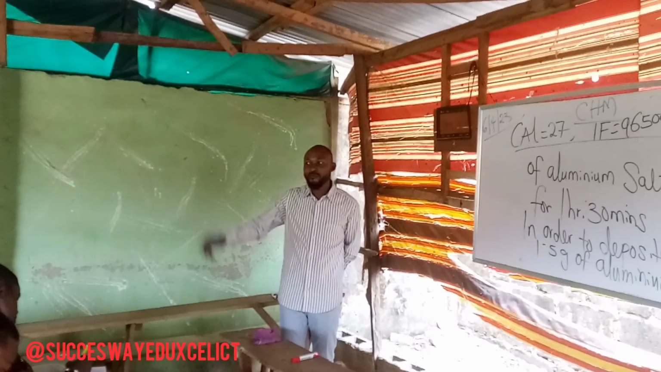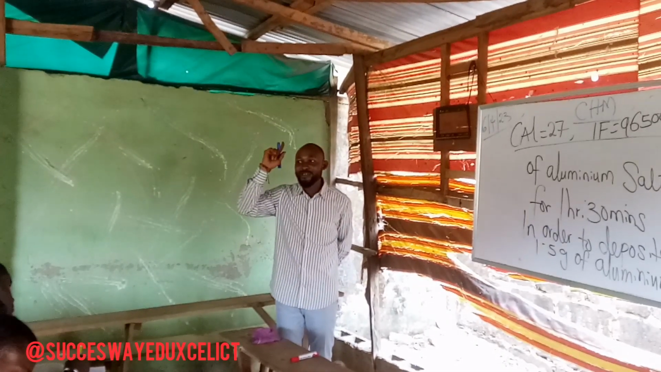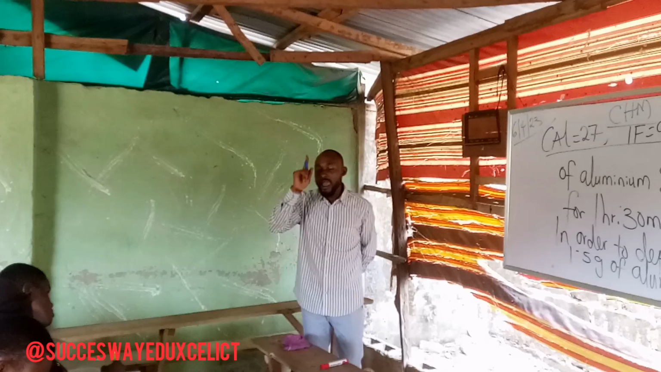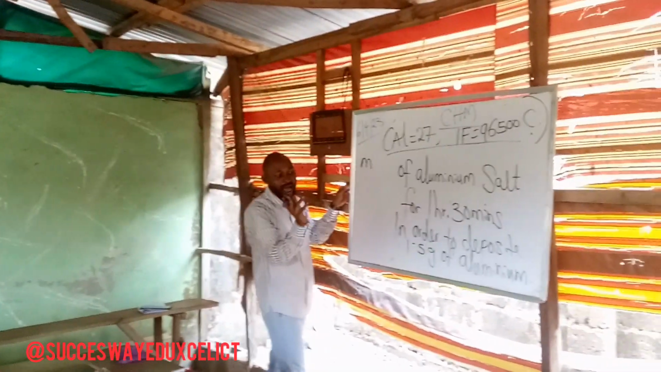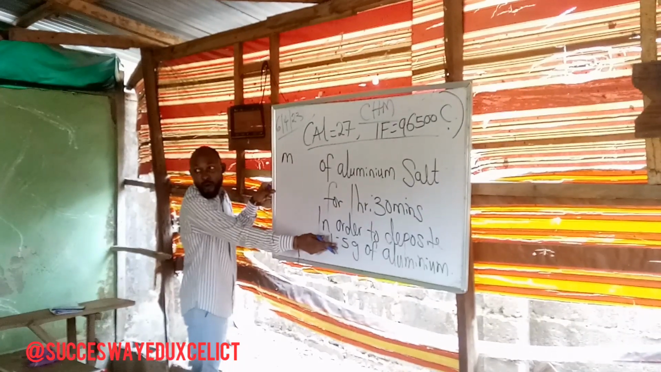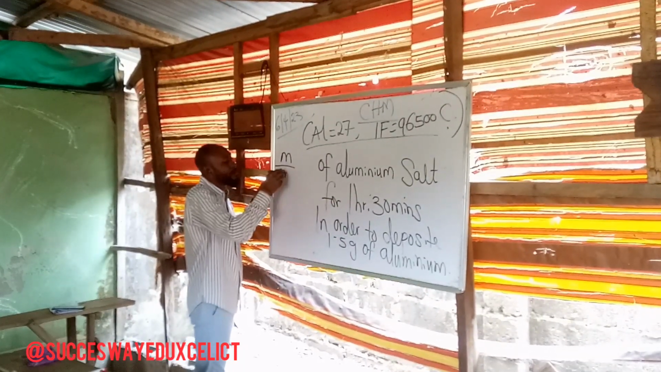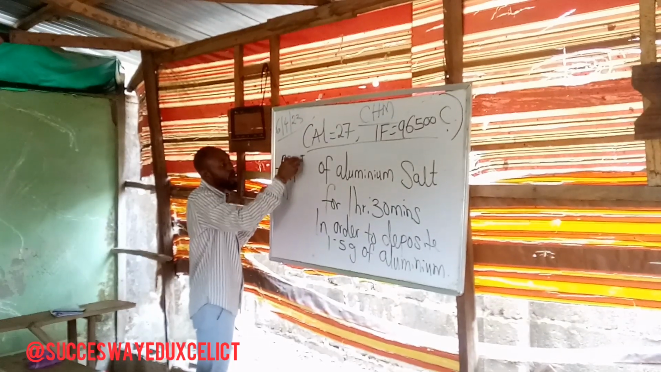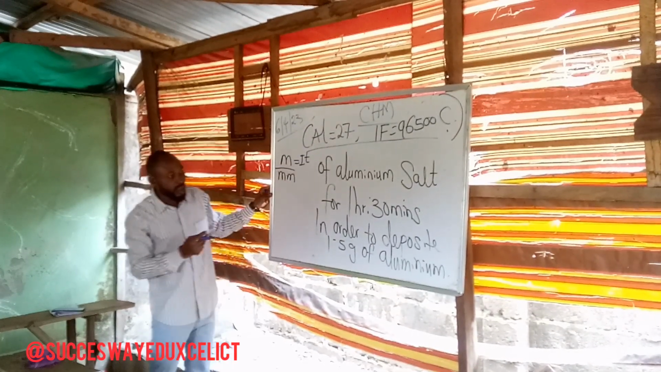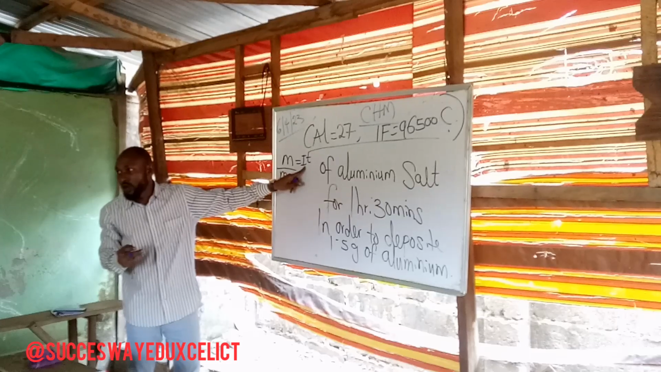Take note, that formula I gave to you, you can also use that formula. M here, look at it. Mass, they gave us the mass. Look at mass. 1.5 all over the molar mass. What is the molar mass of aluminium? 27 is equals to IT. We are looking for I, which is the current.